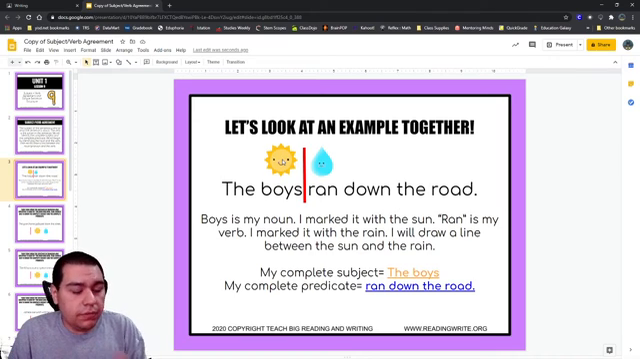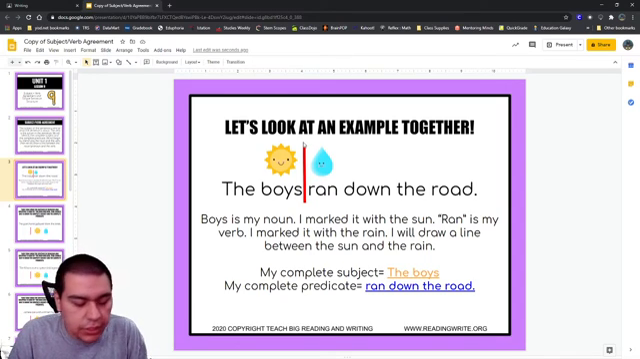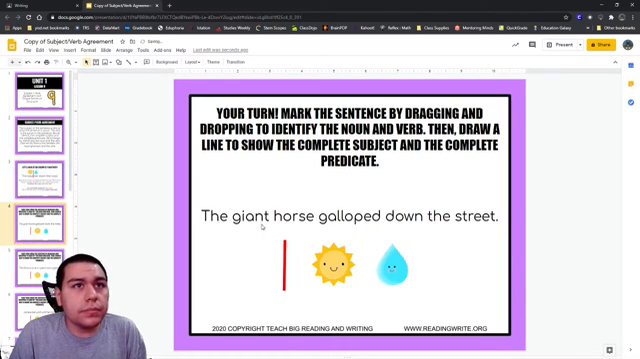In this case, the first part, they have us putting a sun with the subject, a raindrop with the verb, then put a red line in between them. We can see where the subject stops and where the verb begins. So the first sentence they want us to practice with is: the giant horse galloped down the street.